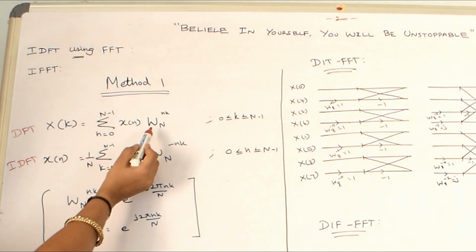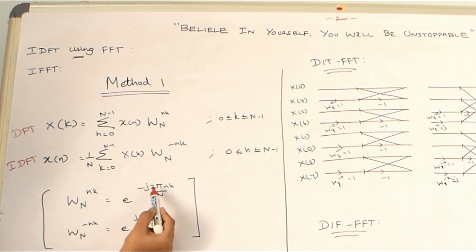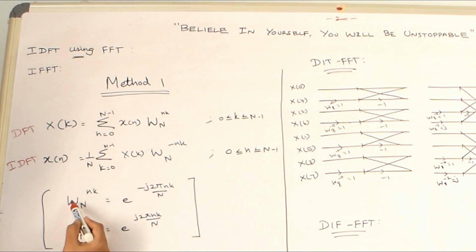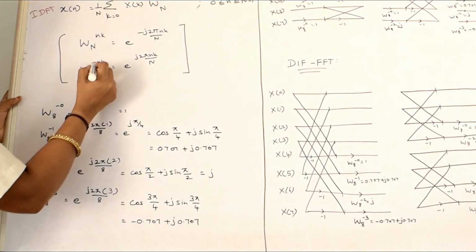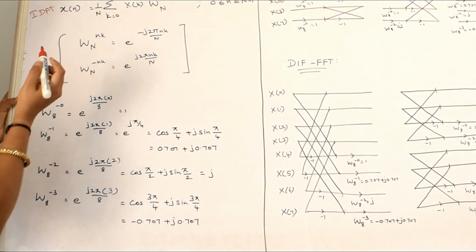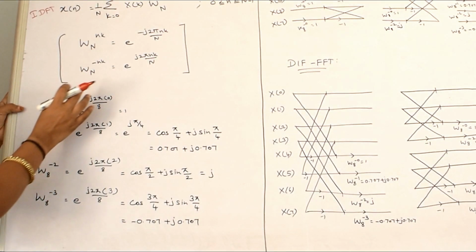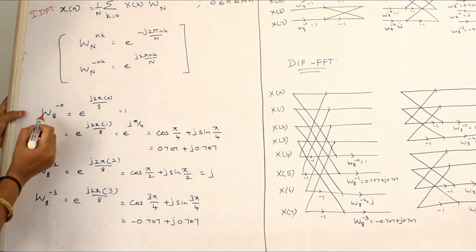Here in the DFT we have e power minus j 2 pi nk divided by N. We have considered that as W_N power nk. But in the IDFT we have e power j 2 pi nk divided by N. That's why I have changed the sign here: W_N power minus nk. Okay, we will see how to solve the twiddle factor values.